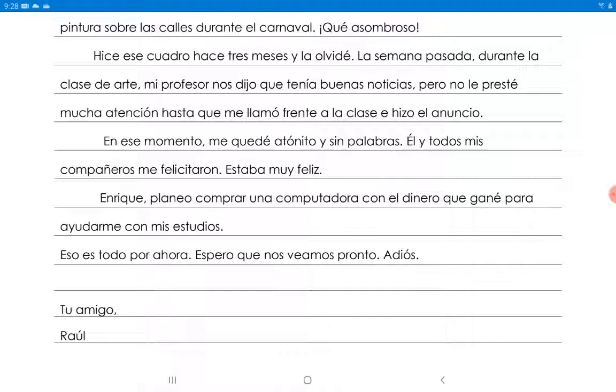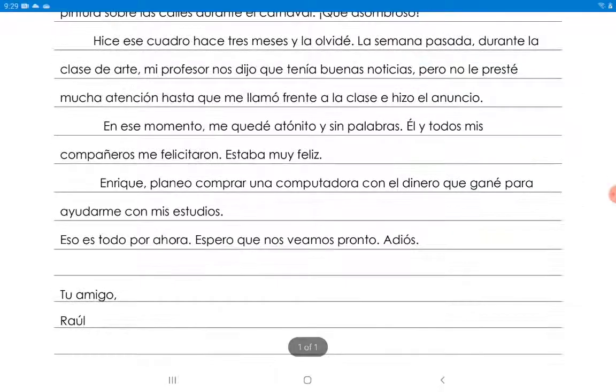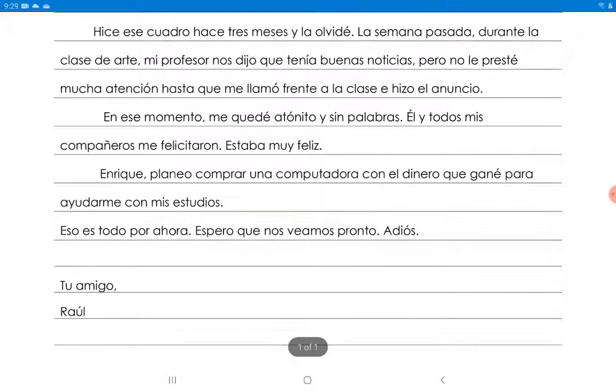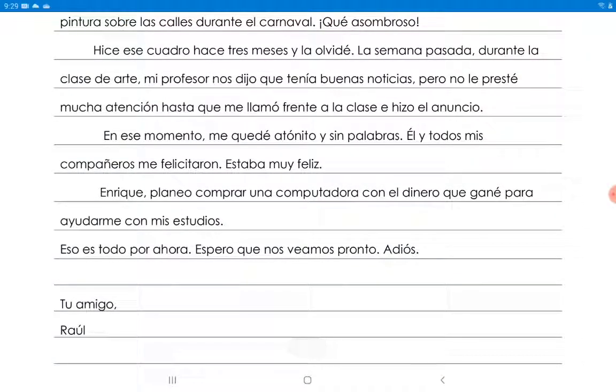Enrique, so now I am addressing my friend to whom I'm writing this letter. Planeo comprar una computadora con el dinero que gané para ayudarme con mis estudios. So I plan on buying a computer with the money that I won in order to help me with my studies. Of course, you're going to continue studying, so you have this computer to help you do whatever you need to do.